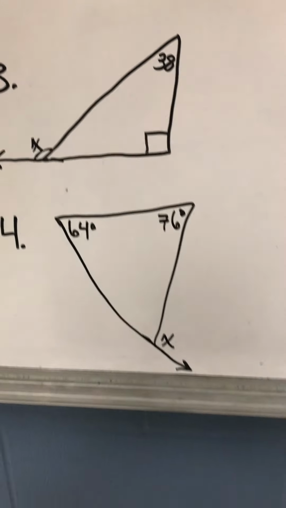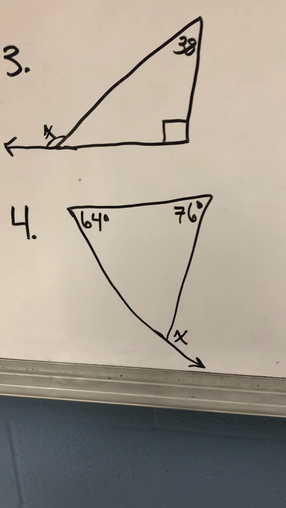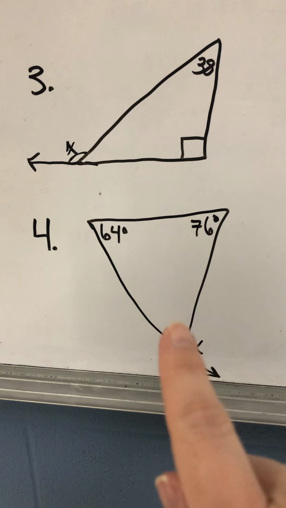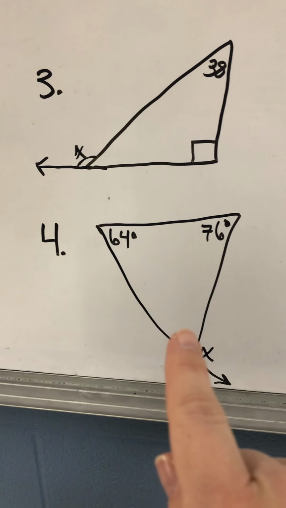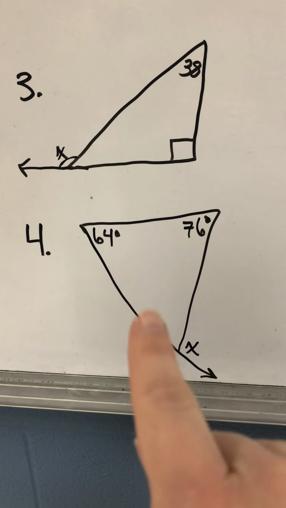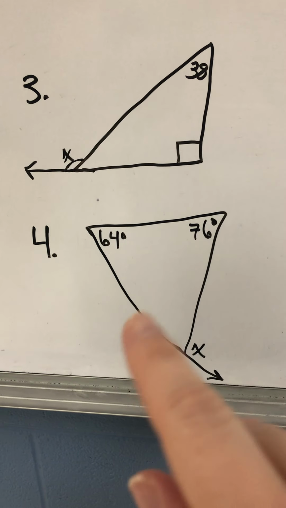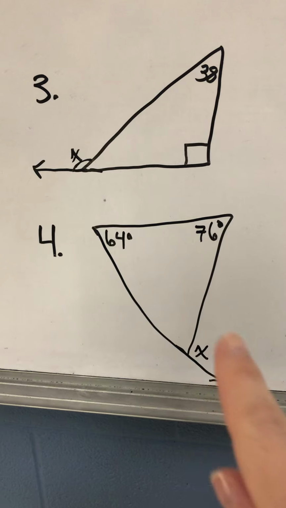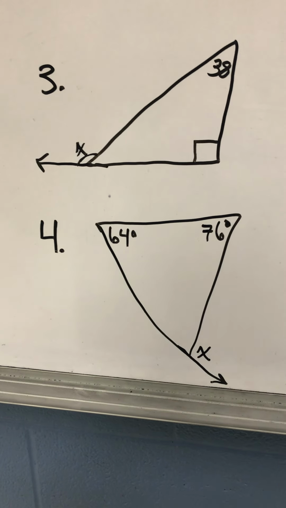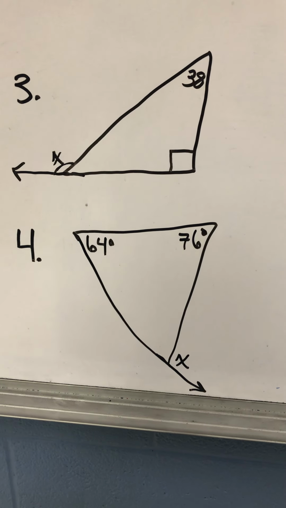Same thing here for number 4. It is a 2-step again. You have some interior angles. You're going to need to figure out what that interior angle is first before you can figure out what x is. Once you figure out this interior angle, then you can set it equal to 180 when you add it with x, and you'll be able to figure out what x is.